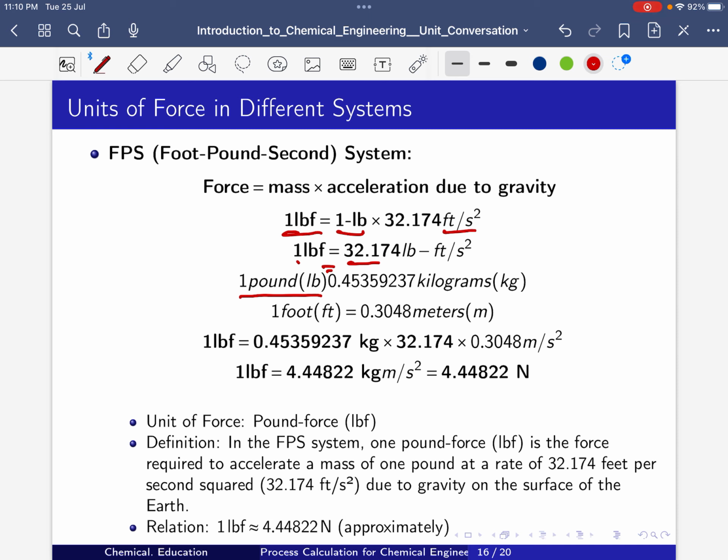Now if we convert 1 lbf into newton, that will be 4.4482 newton. Here the unit of force is the pound force. What is the definition in the FPS system? 1 pound force is the force required to accelerate a mass of 1 pound at a rate of 32.174 feet per second squared due to gravity on the surface of the earth. So the relation is 1 lbf is equal to 4.44829, approximately 4.44 newton.